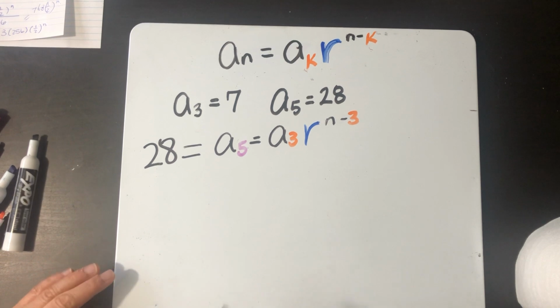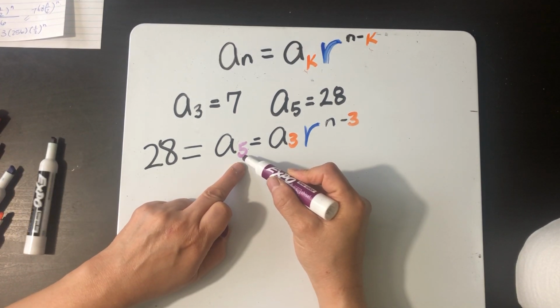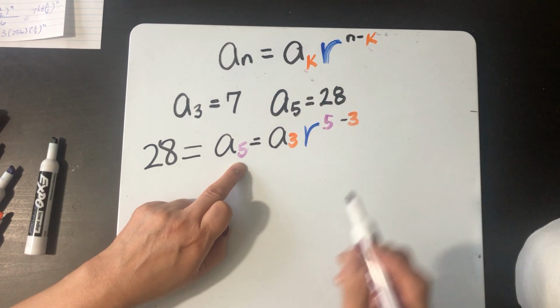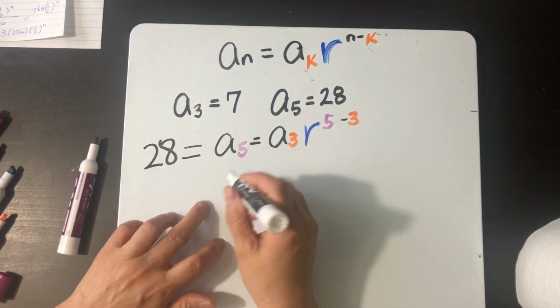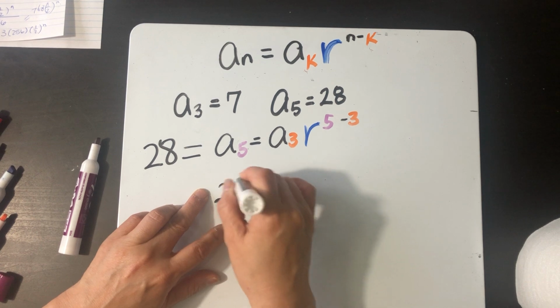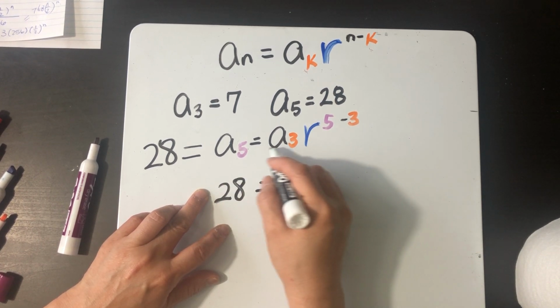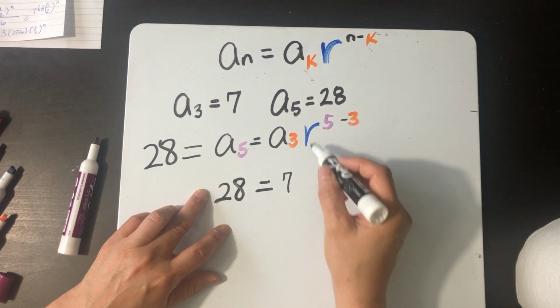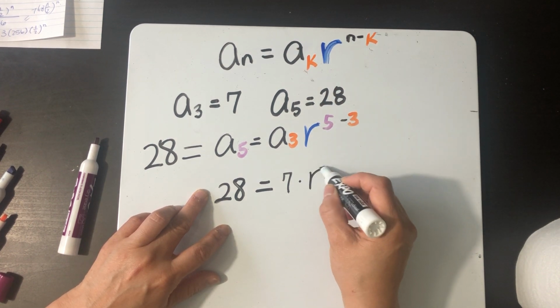Okay, so remember this was n. This was n, right? So it's going to be n here, 5 here. Does that make sense? So it goes like this. A5, which is 28, equals A3, which is 7, times r. We don't know what r is, but times r.